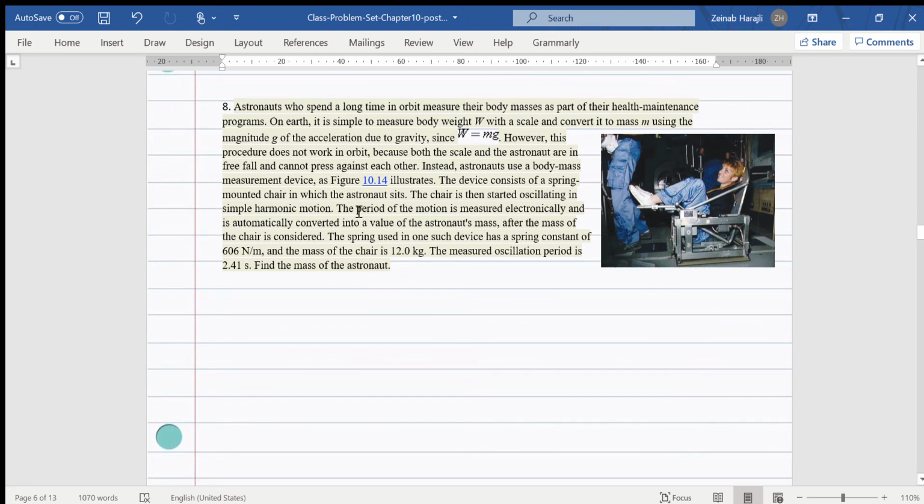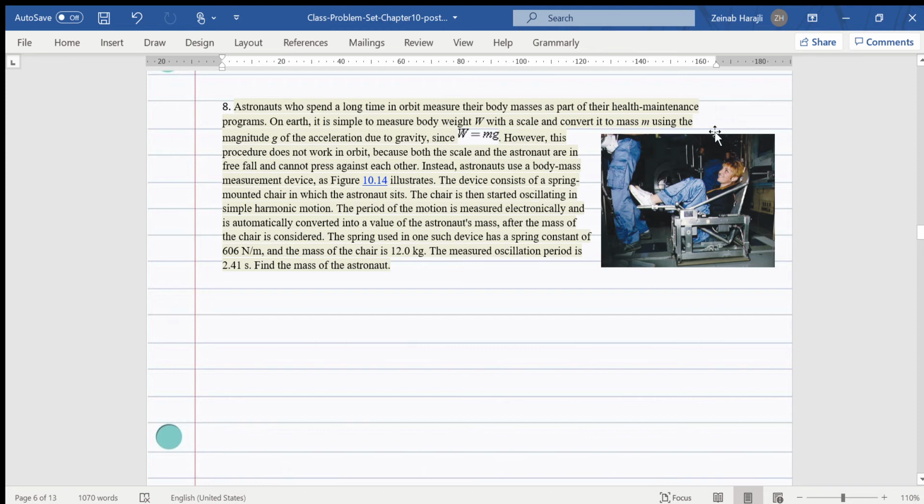In this problem, we are observing a situation where we can calculate the mass from the vibrations of a given machine. So here we can see a method in which astronauts can measure their body weight without having the assistance of gravity, such as we do in conventional scales.